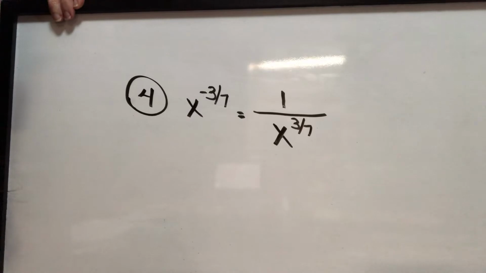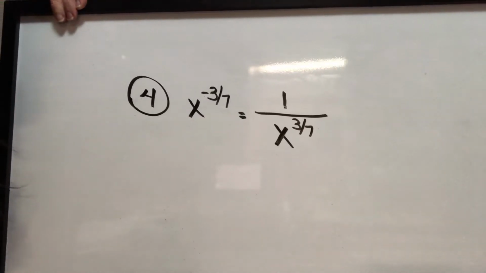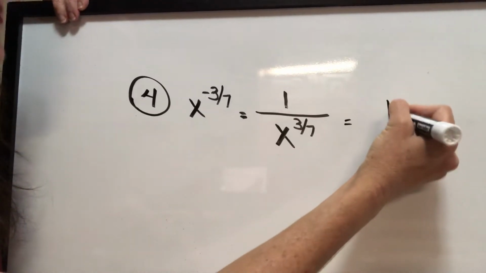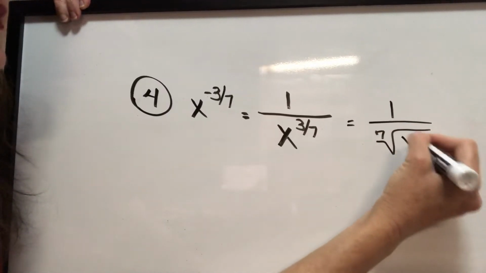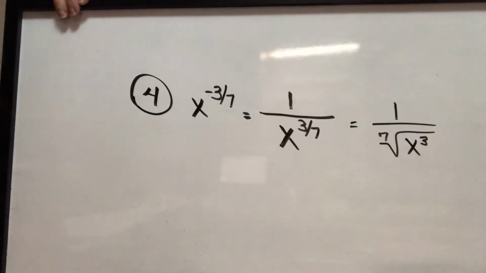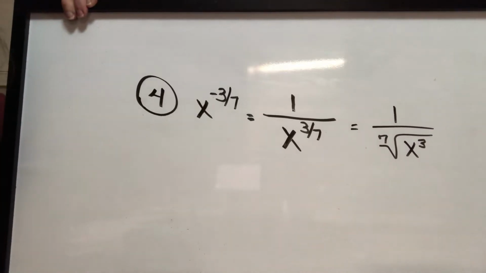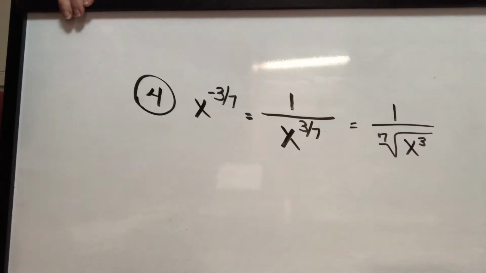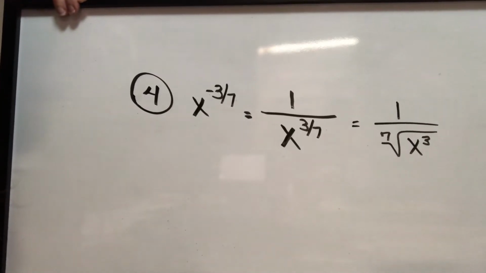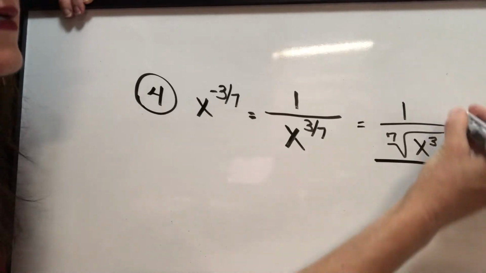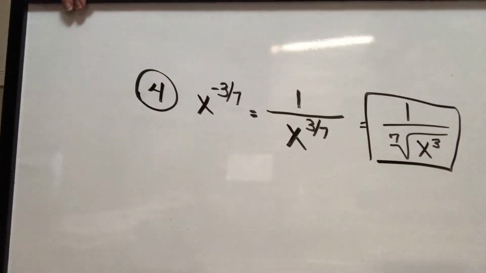But then you want to change that to a radical. So you would need to keep the 1 on top, make it a 7th root of x cubed. And that cannot simplify further because 3 is less than 7. So you can't break up 3 into something that will be divisible by 7. So that would be it for number 4.